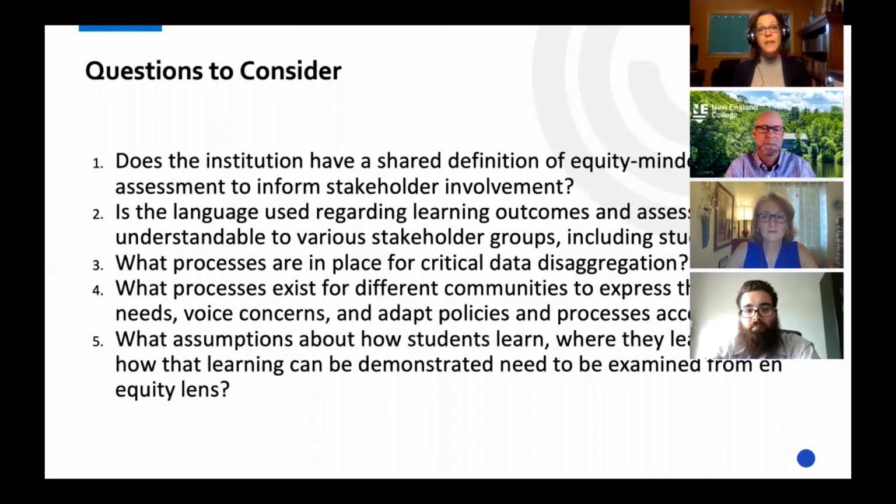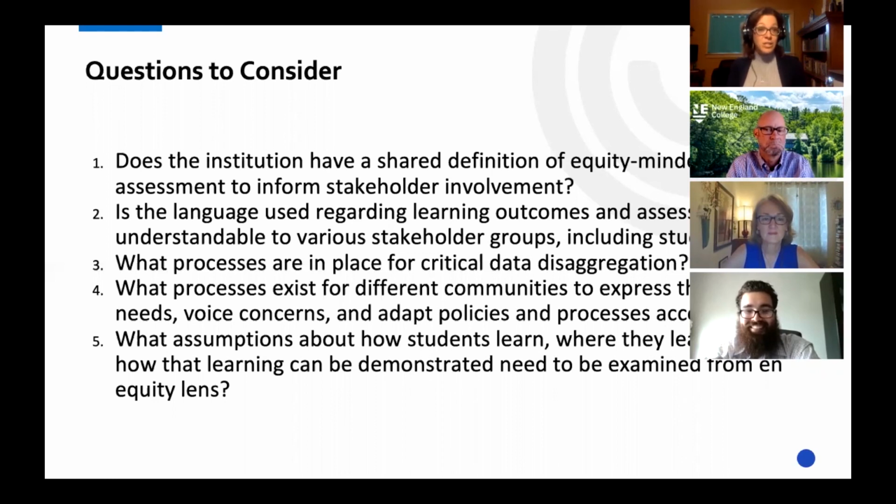The language one was another one, and Erick had mentioned this earlier in some of the tenets of this work, but is the language that's used regarding learning outcomes assessment understandable to various stakeholder groups, including students? And so thinking about how are we not able to partner with those who can be allies in this work and really incredibly useful just because we speak differently and potentially in ways that we don't have to. We have a ton of acronyms. We should probably leave the acronyms to the side when we sit down at a table to have these conversations. So thinking about language and how can we use language differently.